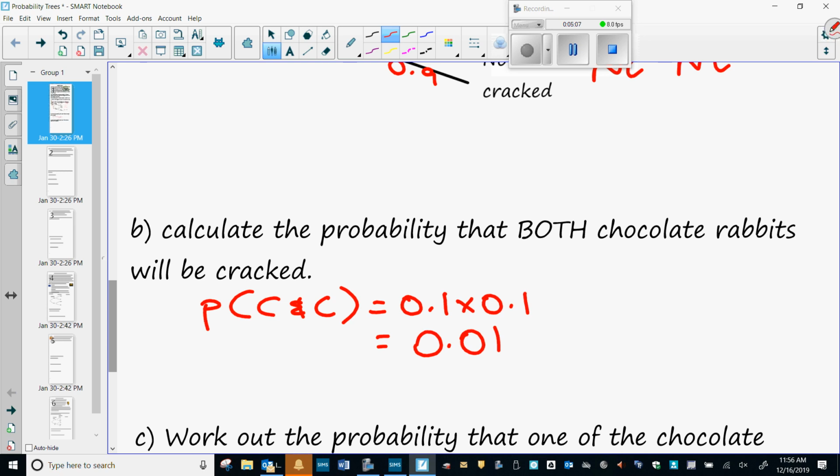Wait, is that an and? That's an and, yeah. I thought and was add. And is multiply. Oh, sorry, or is add. Oh, God, hard to get it.